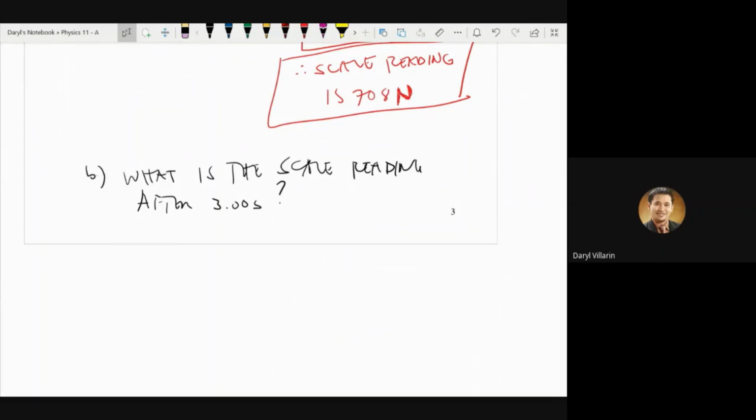Anyone? Can you give me a number? Or do you need to solve, or no need? Or can you find the answer with the previous answer that you have? What do you think? Anyone? Any idea?